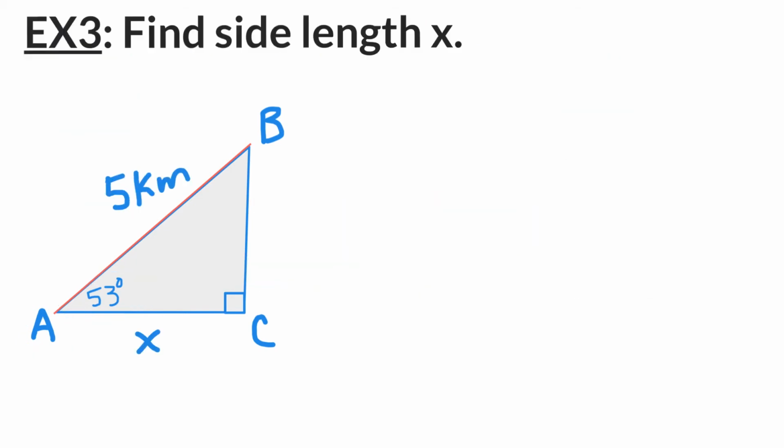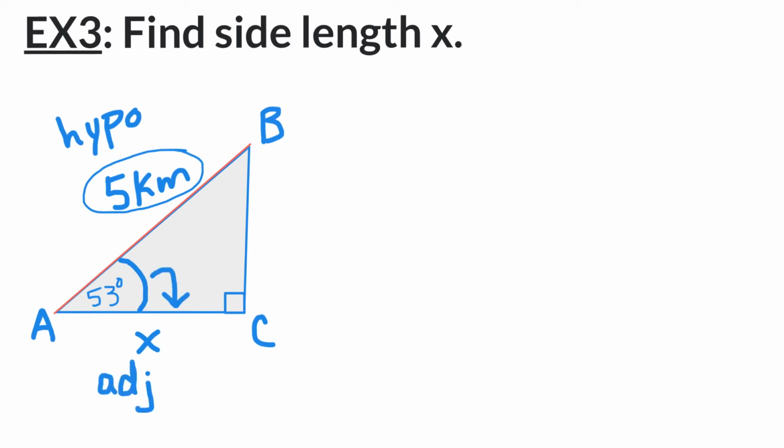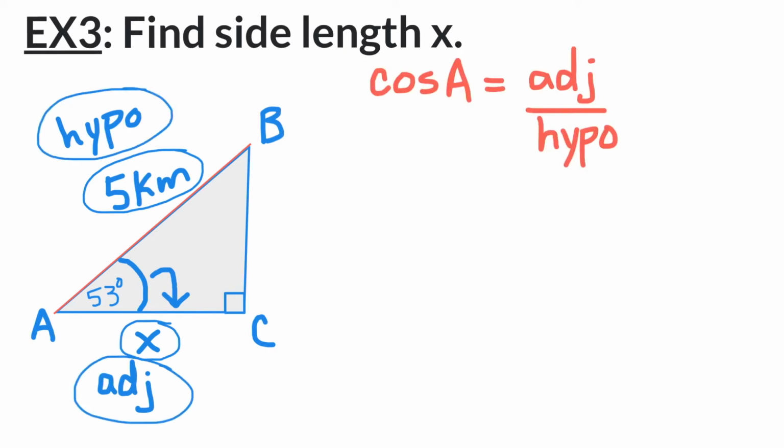Let's take a look at our final example. In this right angle triangle, we are given angle A 53 degrees. According to angle A, 53 degrees, we are given the hypotenuse is 5 kilometers and we need to find the adjacent side x. The only ratio that relates the adjacent and the hypotenuse is cosine.